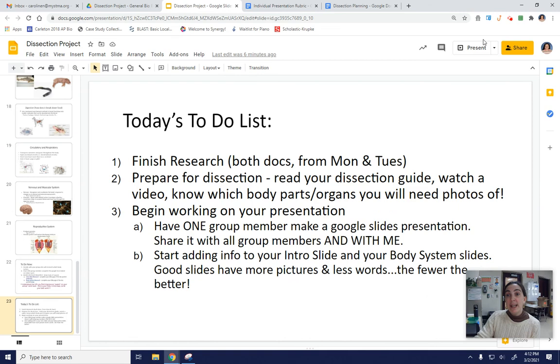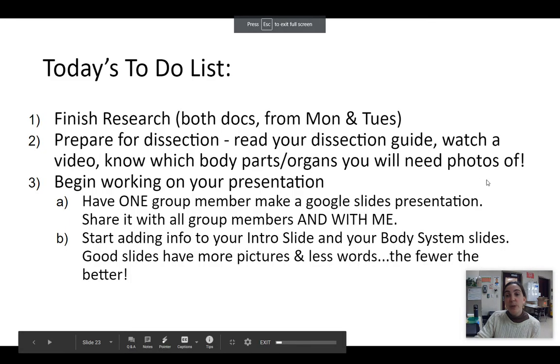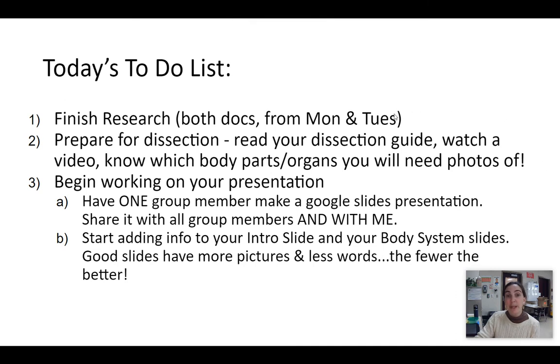Make sure that you are connecting with your group members as we continue working on this, especially if you're not in school and not at the live meet. Make sure you're reaching out and communicating with them. Today is a work day to finish up research and also prepare for dissection.